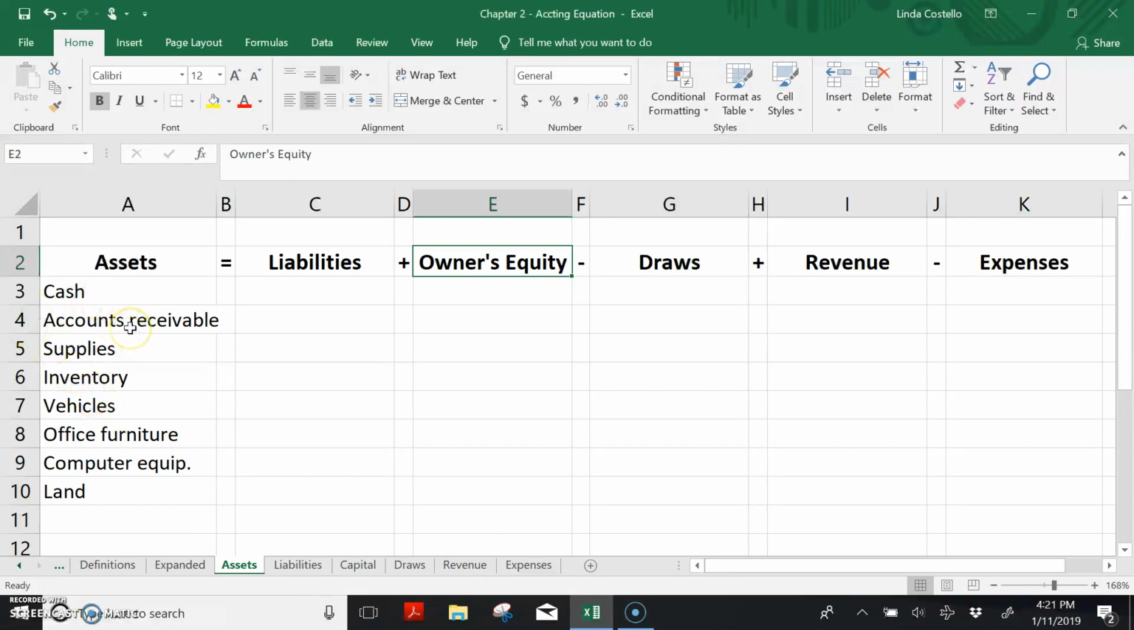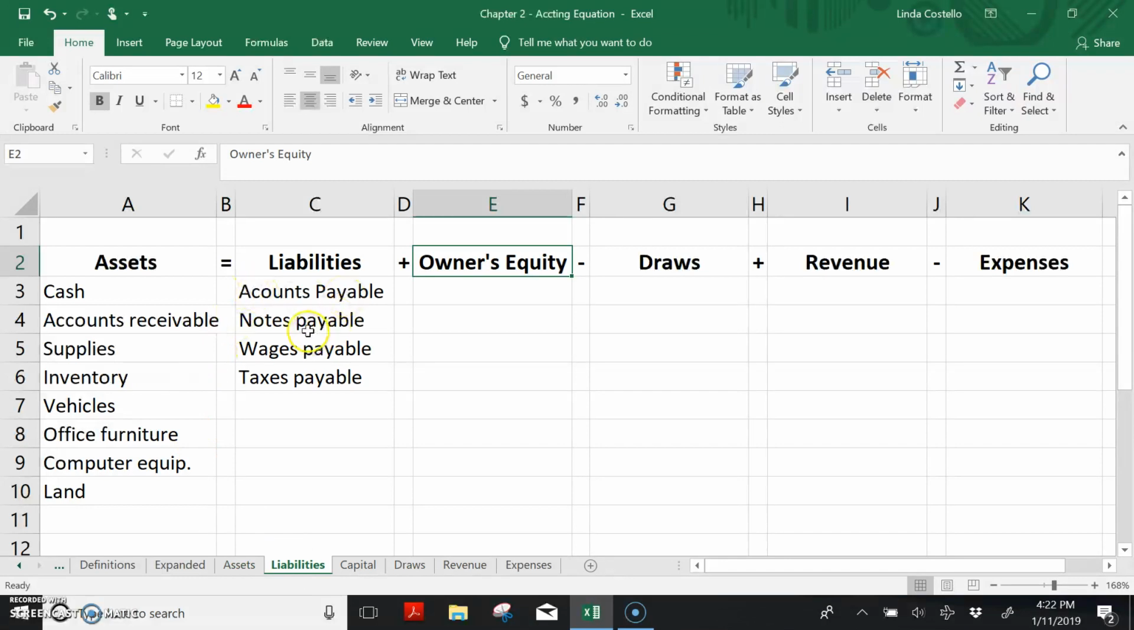Cash, accounts receivable, supplies, inventory, vehicles, office furniture, computer equipment, land are all examples of assets. See if you can think of some more assets that a company might own. What about liabilities? Well, we saw in our last recording that liabilities are creditors' claims against the assets of the company, which is the same thing as saying the debts of the company. Let's look at some examples of liabilities.